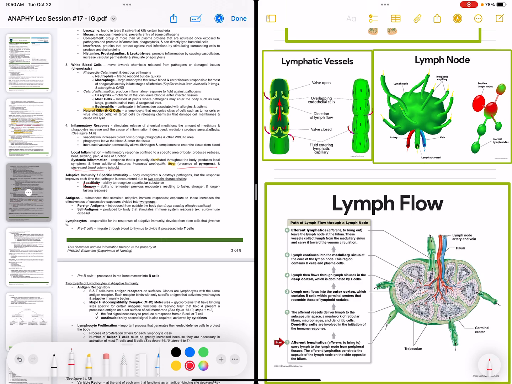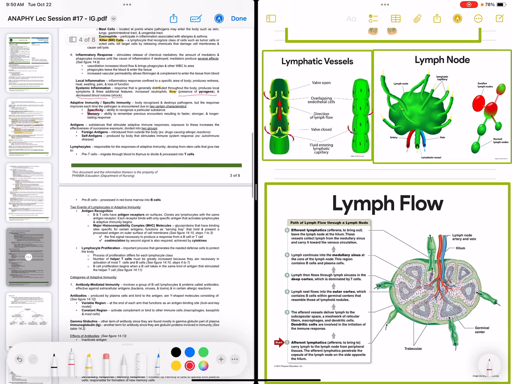Okay? So next we have the antigens. So antigen, substance that stimulate adaptive immune responses. Exposure to these increases the effectiveness of successive exposure, divided into 2 groups. So, ang ginatawag natin nga foreign antigens. Ang foreign, introduced from outside of the body, and self-antigens produced by the body that stimulates immune system response. So, ang foreign antigens, example niya is ang drug-causing allergic reaction. Okay, so mga drugs, mga bulong nga produce ang allergic reaction sa aton body. And self-antigens naman, example niya is autoimmune disease.